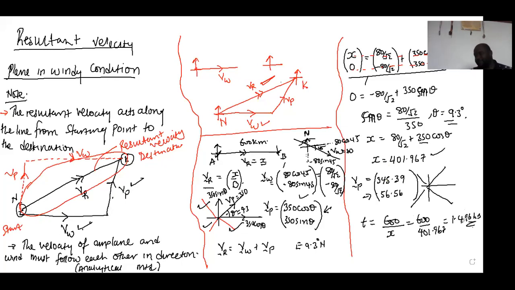Questions before I go to another number? Yes, teacher. What is x exactly? Is it the magnitude of the resultant velocity? Exactly. Just like you had, the velocity of the wind was 80. Do you remember that the velocity of the wind was 80? Yes. Now I have assumed the velocity of the resultant has a value which is what? X. Is that clear? I have assumed the resultant was X. Just like the velocity of the wind was 80, the velocity of the plane was 350.